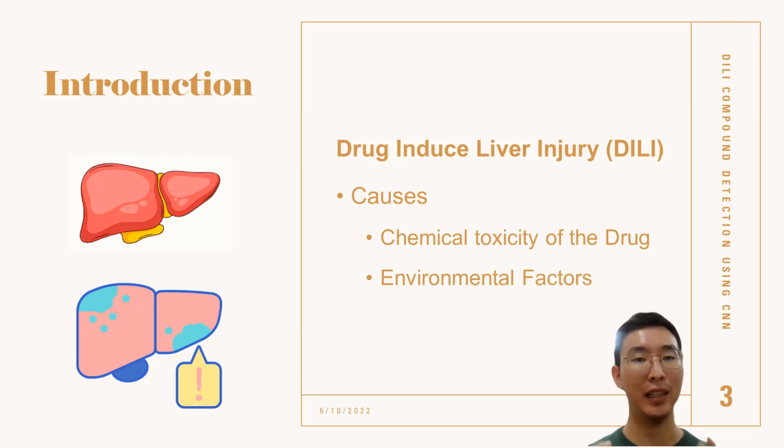Because it's an organ that deals with a lot of foreign objects, it's susceptible to a lot of injuries and prone to compromises. One of the main contributors to this compromise is an injury called drug-induced liver injury. Whether from the chemical structure of the drug itself or an environmental factor such as patient characteristics, prescribed drugs are one of the largest contributors to drug-induced liver injury.